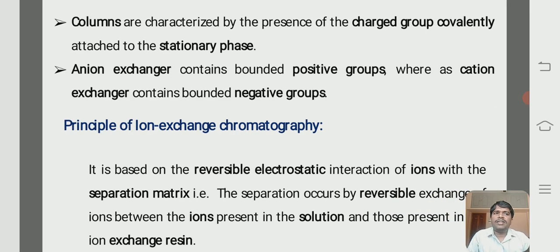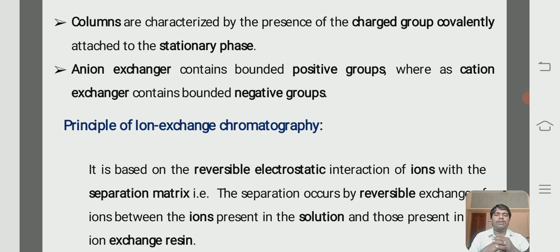In this chromatography technique, the columns used are characterized by the presence of charged groups covalently attached to the stationary phase. See, an anion exchanger contains bound positive groups, whereas a cation exchanger contains bound negative groups.